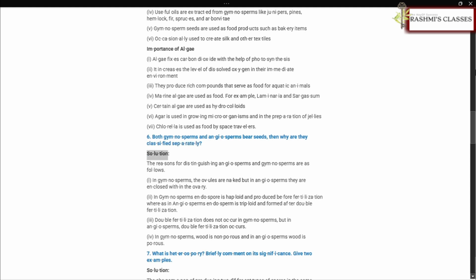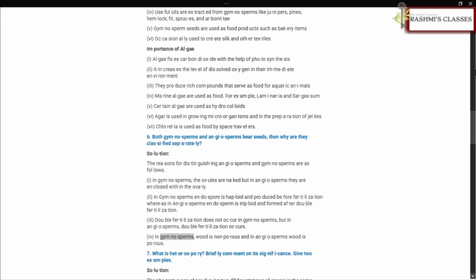Solution. The reasons for distinguishing angiosperms and gymnosperms are as follows. 1. In gymnosperms, the ovules are naked, but in angiosperms they are enclosed within the ovary. 2. In gymnosperms, the endosperm is haploid and produced before fertilization, whereas in angiosperms the endosperm is triploid and formed after double fertilization. 3. Double fertilization does not occur in gymnosperms, but in angiosperms, double fertilization occurs.